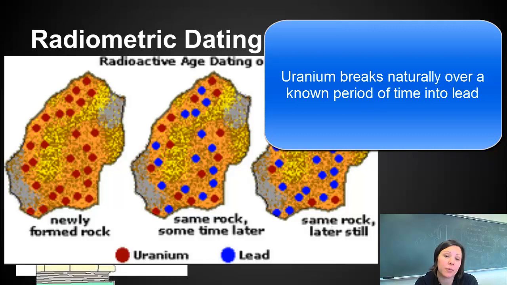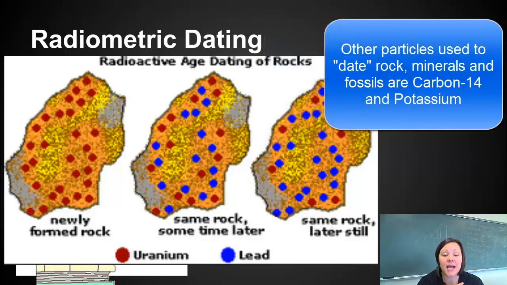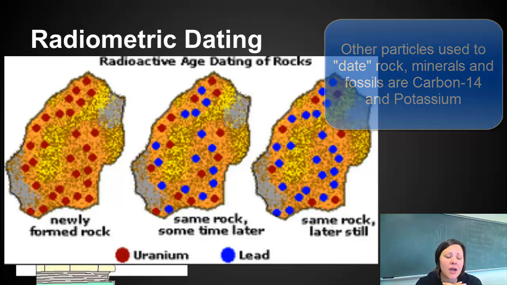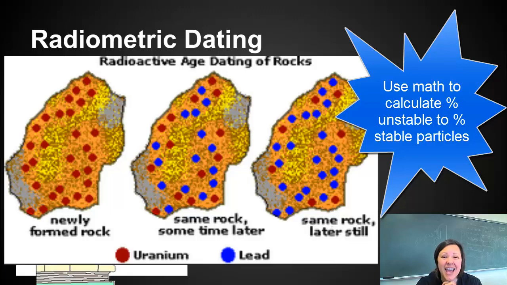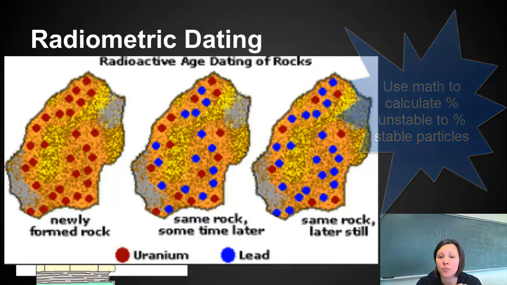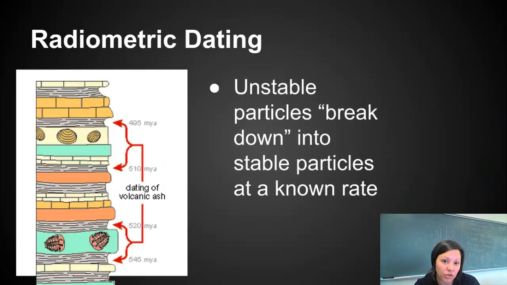So uranium breaks down at a certain rate, turning into lead, which is a more stable atom or particle. We have potassium, which is unstable and eventually breaks down into argon. And what scientists then do is they take these rocks into a lab setting and calculate the percent of atoms that are unstable to the percent of atoms that are stable. And that helps them figure out how old a rock is.